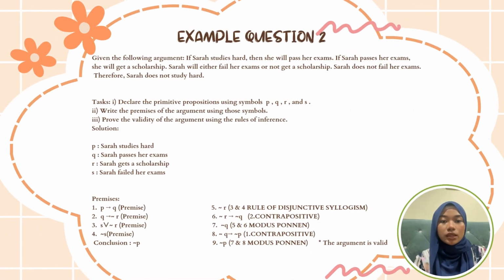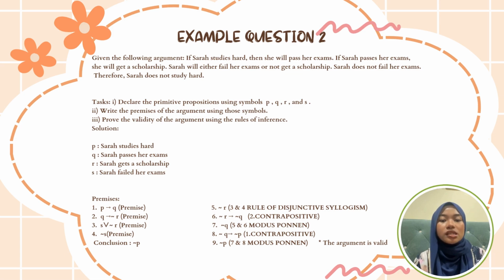So I will explain the second question. Given the following argument: if Sarah studies hard, then she will pass her exams. If Sarah passes her exams, she will get a scholarship. Sarah will either fail her exams or not get the scholarship. Sarah does not fail her exams, therefore Sarah does not study hard. The tasks are the same as question 1, so we will move on to task 1.